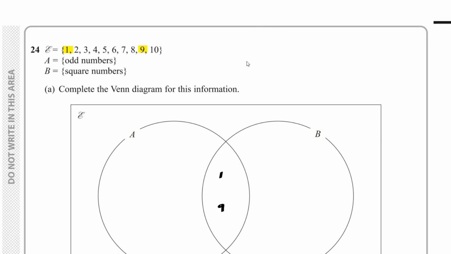Then we need to think about what are the odd numbers only. We've got the 3, the 5, the 7.